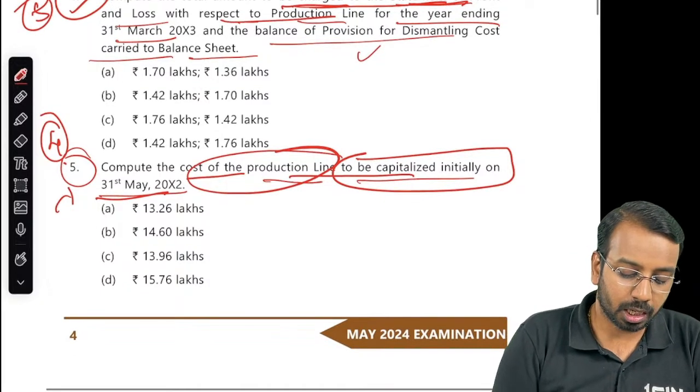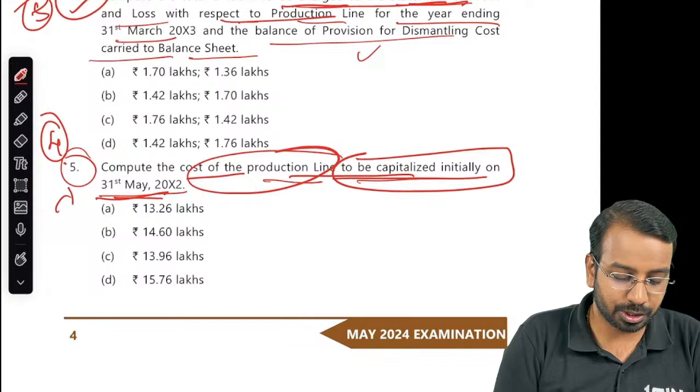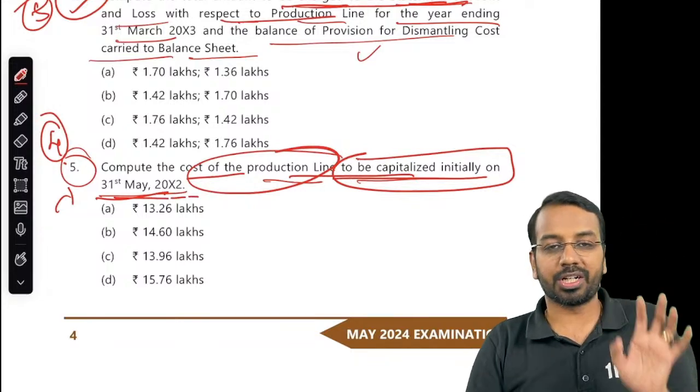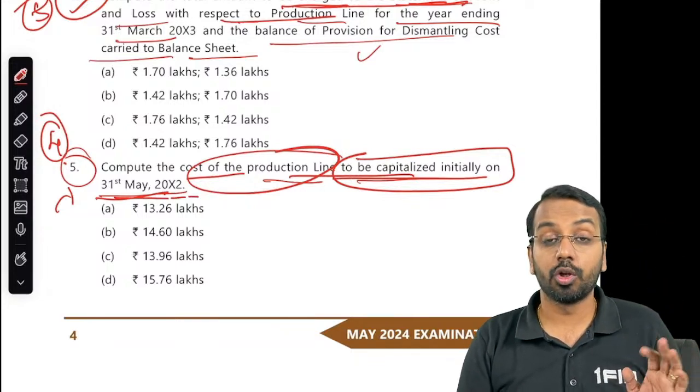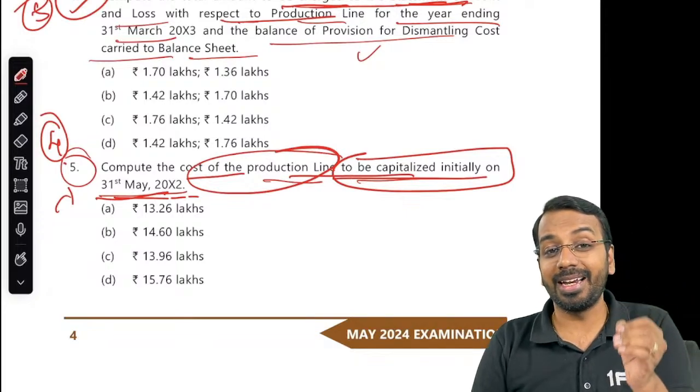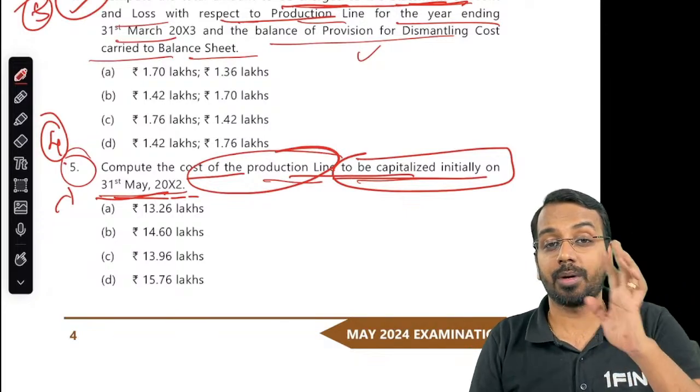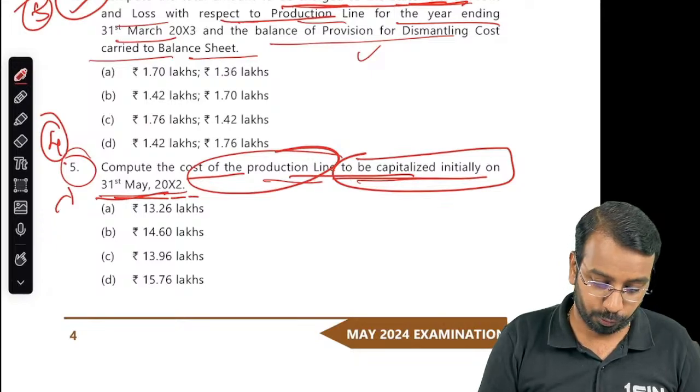No problem. Compute the amount to be capitalized initially on 31st May. Now one very important thing, one very important trick that I am telling all of you. No need to prepare detailed solution like you do in a 5 mark or a 6 mark question. For example, I'll just show you.